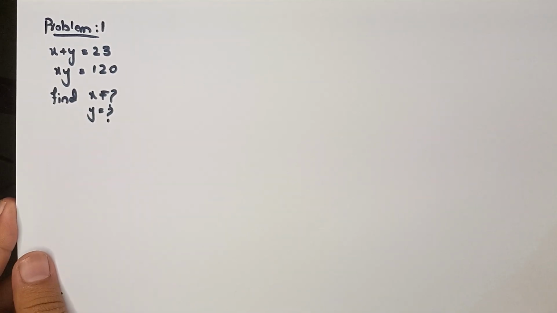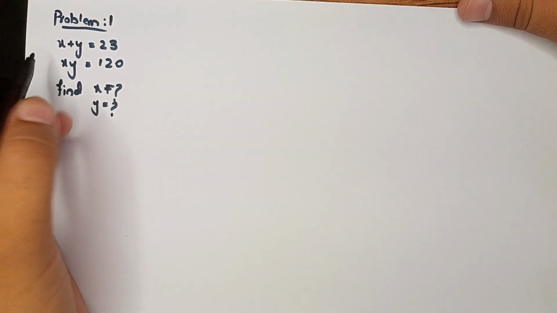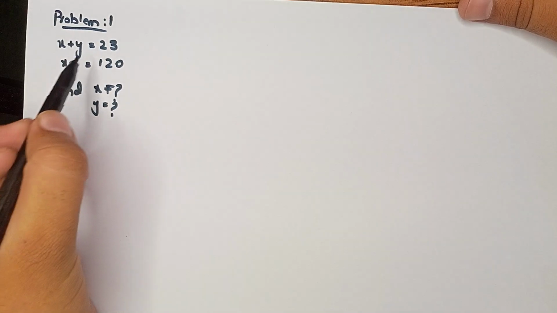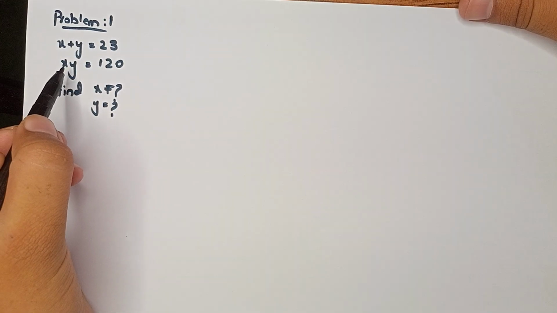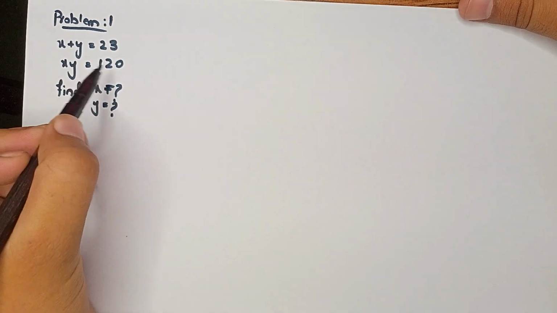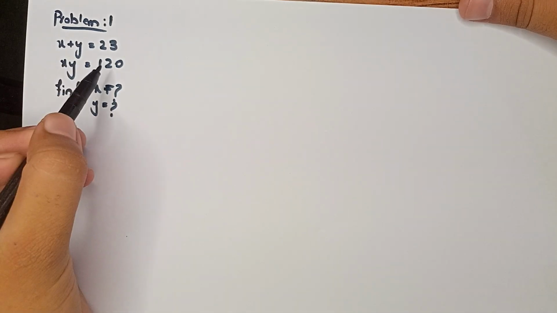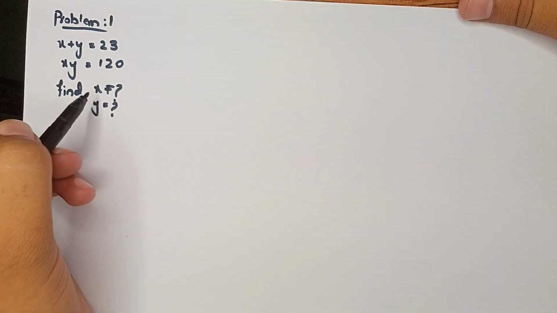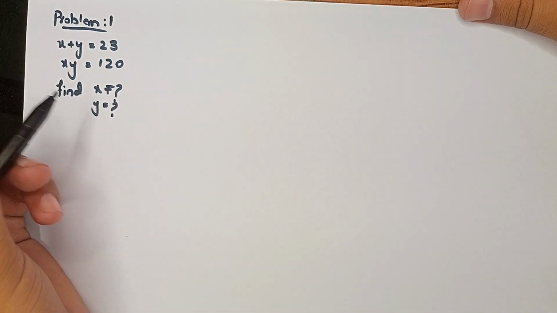Hi, today our problem is x plus y equal to 23 and x multiply y equal to 120. Meaning the product of x and y is 120. We have to find the x value and y value. So come to the solution for this exercise.